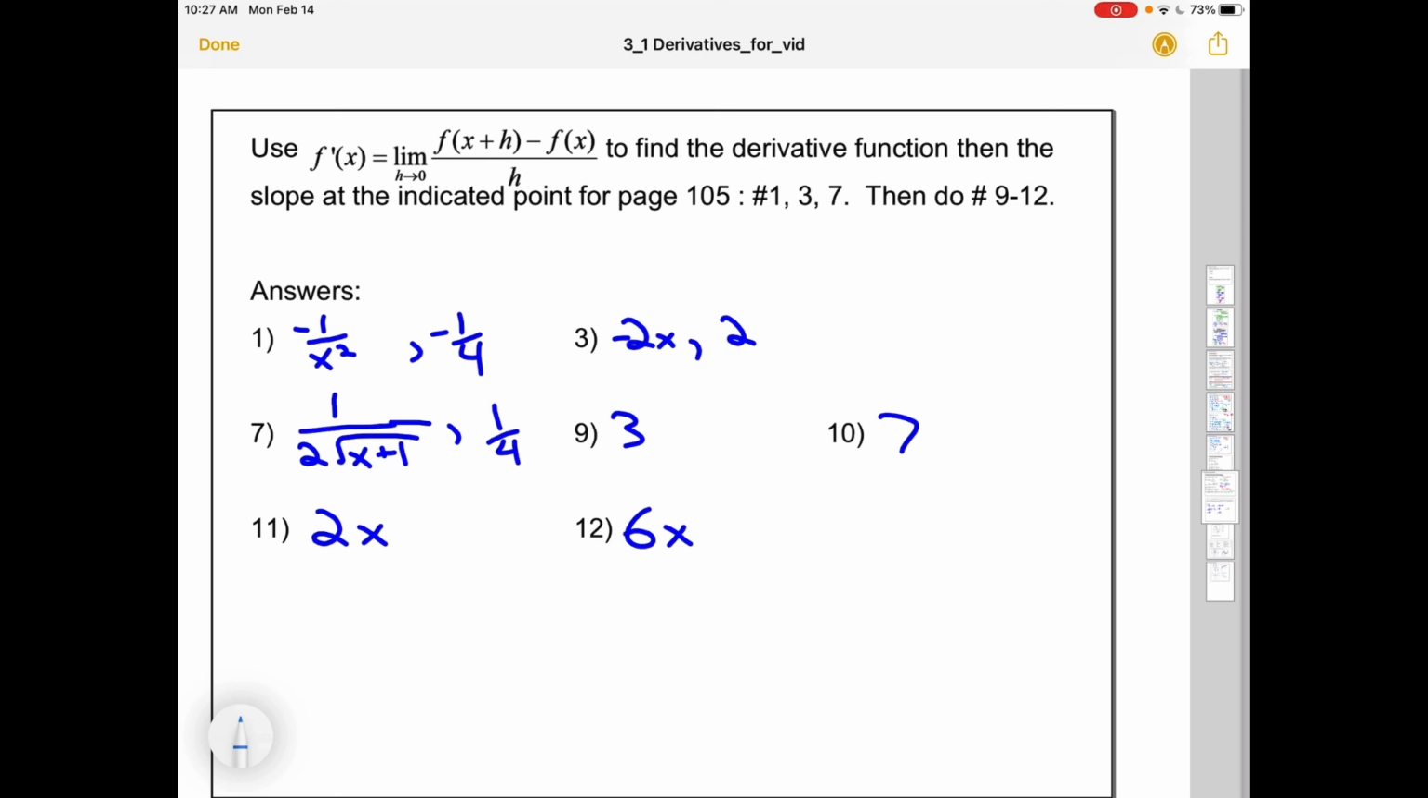I hope that you found this useful. Now we can find this derivative function, so that's pretty neat, the slope anywhere. We have better notation. We don't have to say m tan anymore. Good luck with the material, folks, and take care.